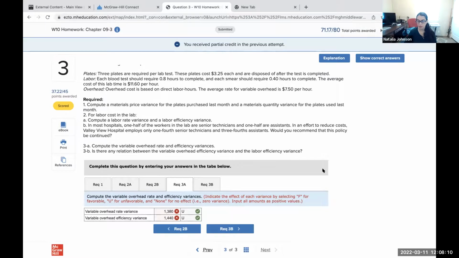It might be easier if we just use the formulas. So the rate variance is the first column and the second column. So actual hours times standard rate minus actual rate. Okay, so what is the actual hours?